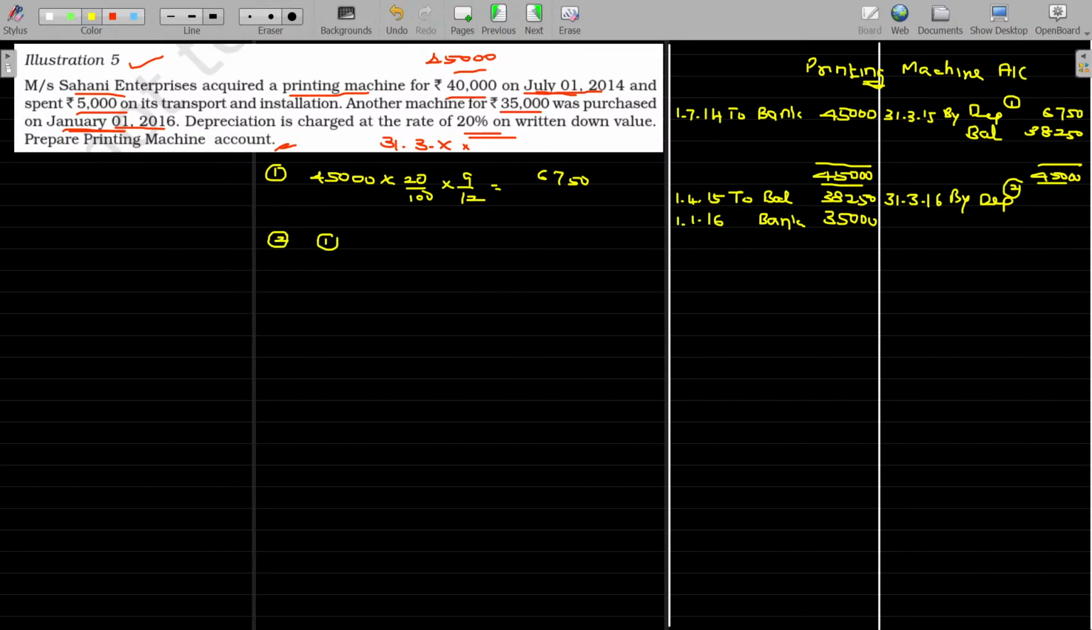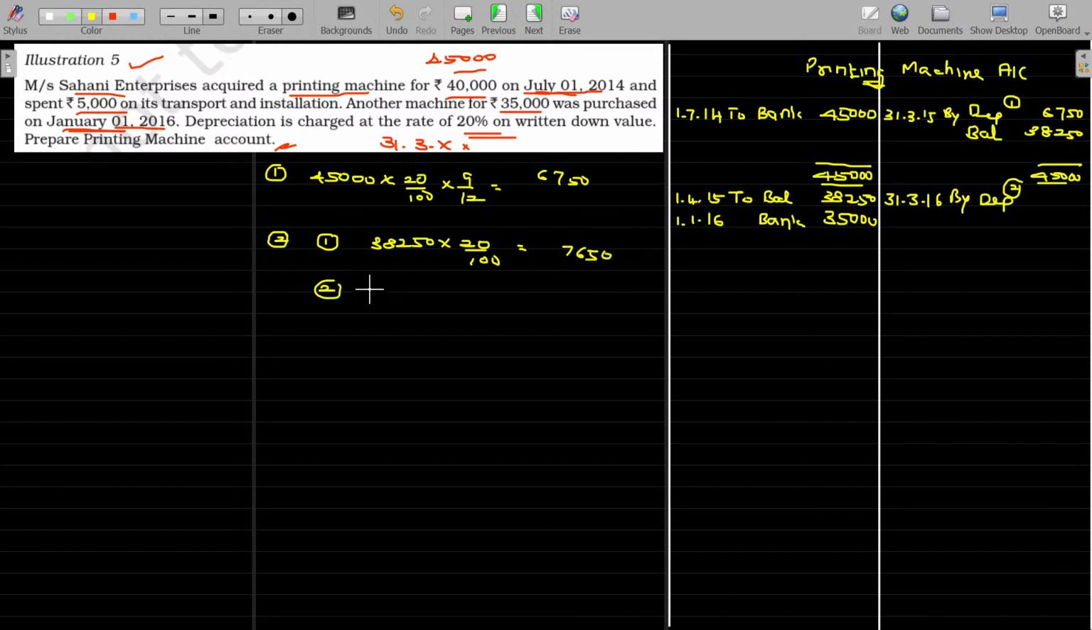For the asset number 1, 38,250 was used for the full year, so eligible for full year's depreciation at the rate of 20%. Tell me what is the value here? This value: 38,250 into 20%, 7,650.